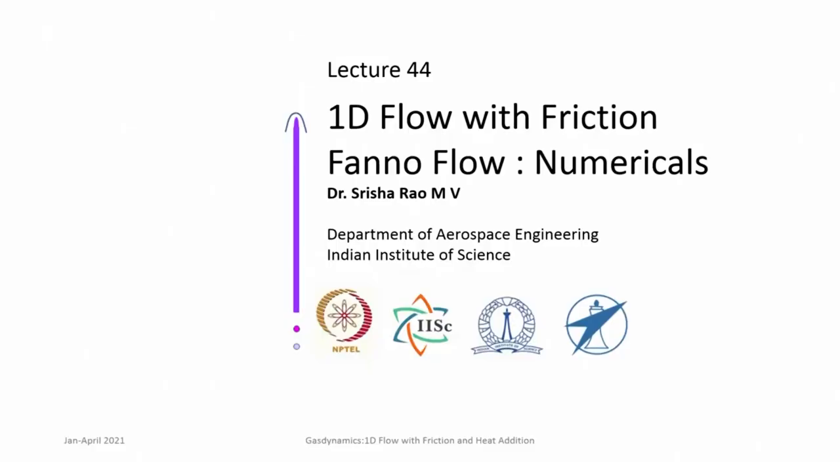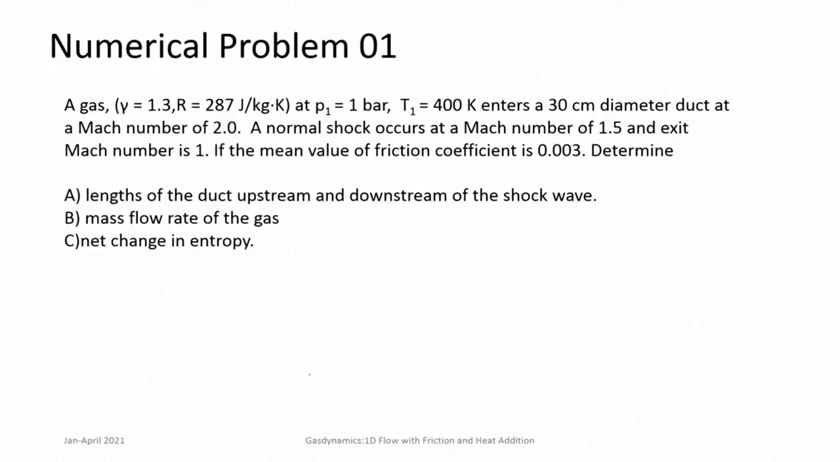We have discussed Fanno flows. They are compressible 1D flows with friction. We looked at how they behave, what their equations are, and we solved a simple numerical in a subsonic case. Let us solve a couple of numericals now. You can also look at what happens in the supersonic case and if there are shocks and so on. So, let us look at this problem.